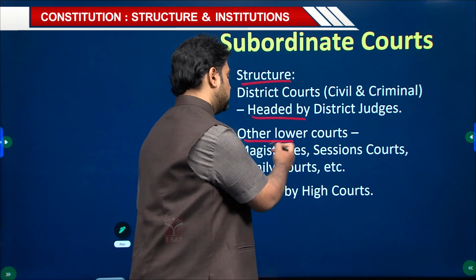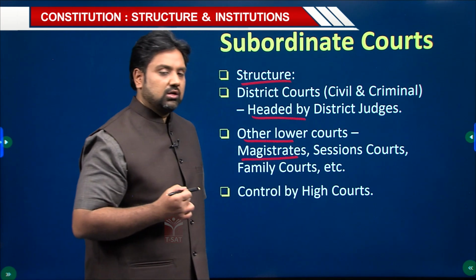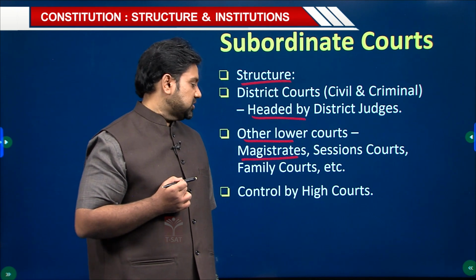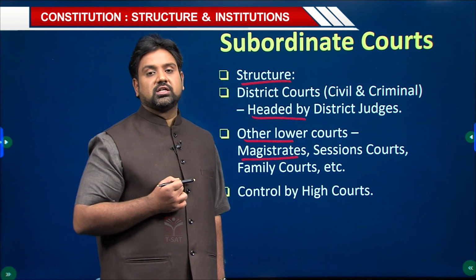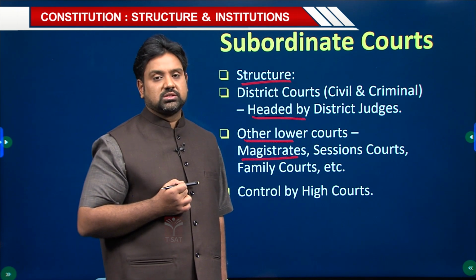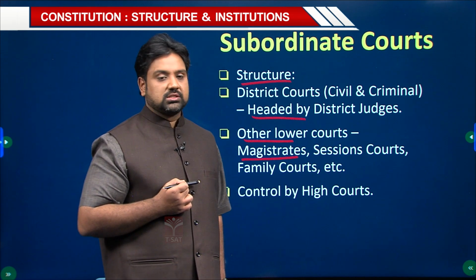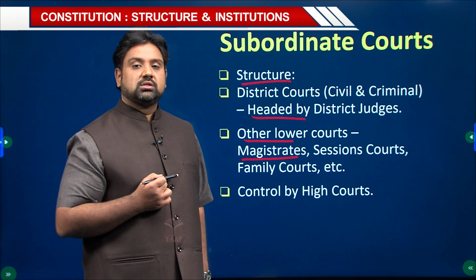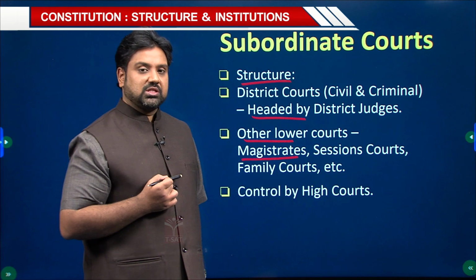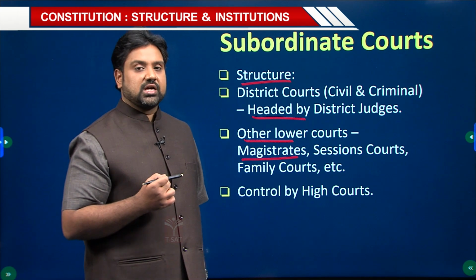Other lower courts you have under criminal procedure are courts of magistrates, sessions courts, family courts. Under special enactments also you have labor tribunals, administrative tribunals, then you have family courts dealing with matrimonial disputes between the parties. So, at the district level these kinds of courts are there.